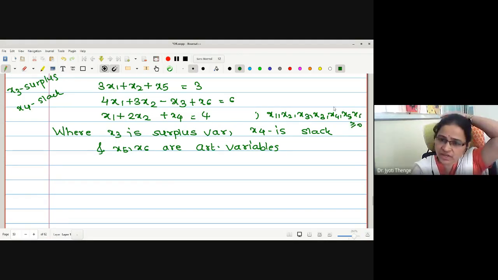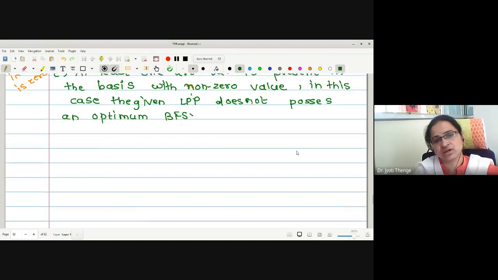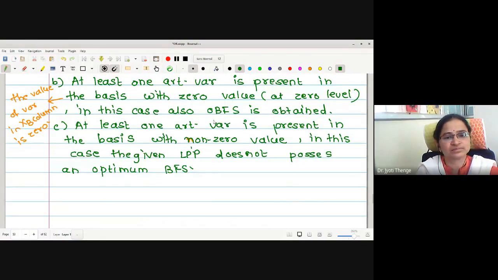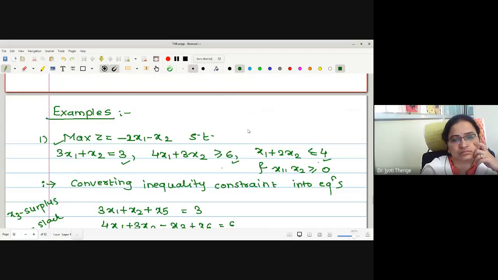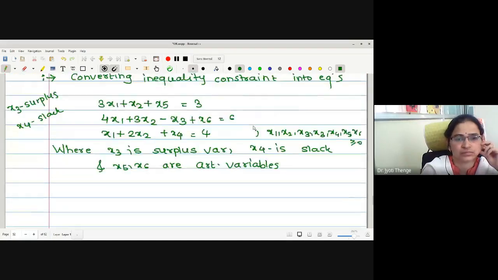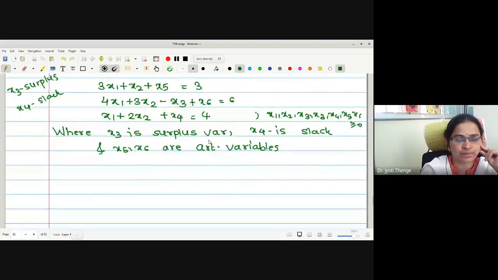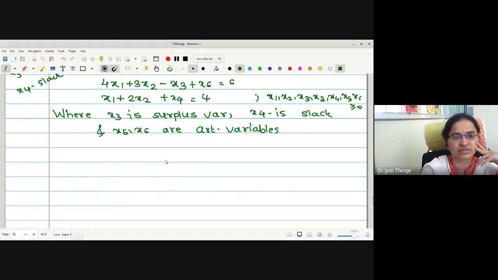See, as the variables are non-negative, that's why a positive value was written here. In the book it is positive. I felt a doubt, that's why I have made it non-zero. Okay, any confusion for these steps? How we have added the variables. If not, we will just directly construct the table.